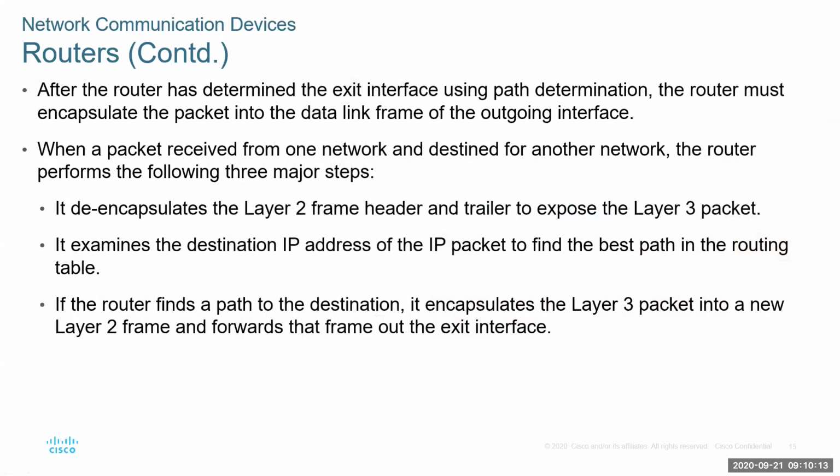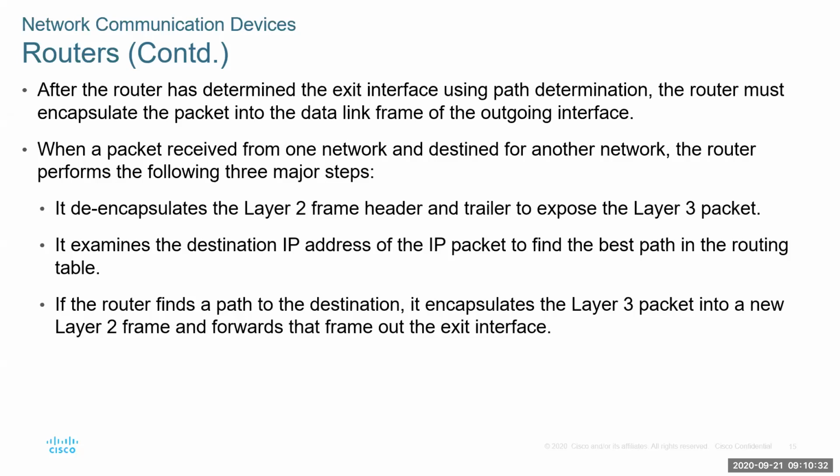So after the router has determined the exit interface, then it's going to use path determination. The router must encapsulate that packet into a data link frame, which we know, in order to send it out the wire in this case. Once a packet is received from one network destined for another, the router performs the three major steps, and this is going to be part of your exam.